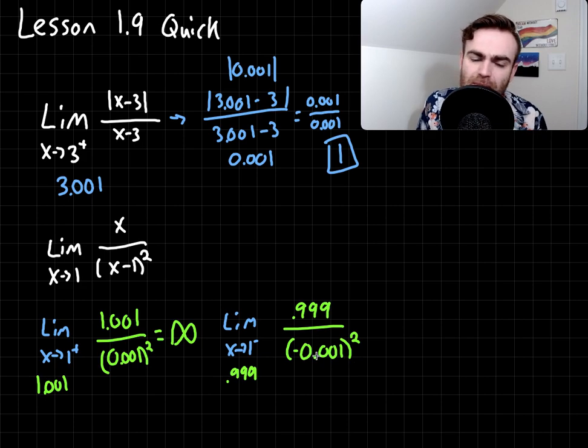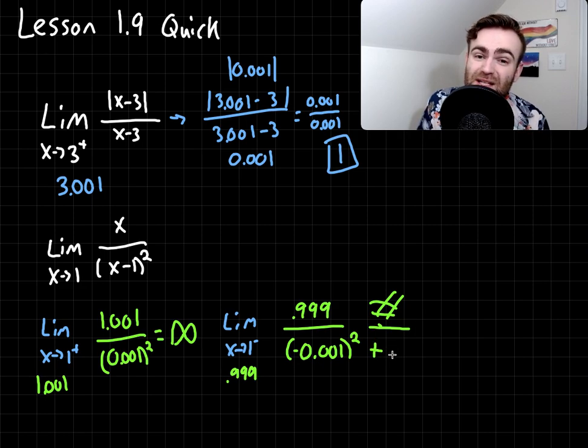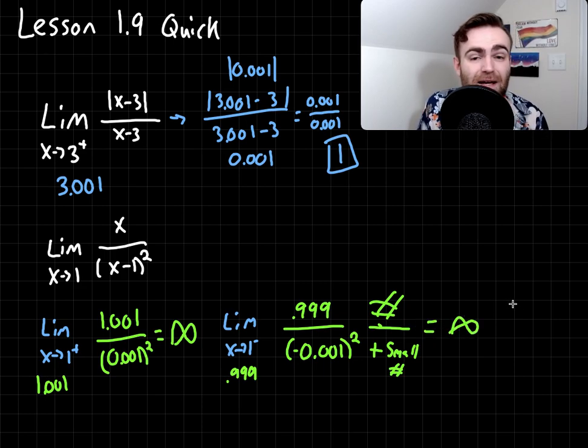Now think about what happens with numbers. We're taking a negative number and we're squaring it. It's going to become positive. So we have a number over a positive but really, really small number. What's going to happen? The same thing that happened over here. That's going to get closer and closer to infinity, the closer and closer our number is to 1. So since both sides are approaching infinity, this limit is infinity, because that's how limits are defined. What happens on the left, what happens on the right, what is it getting close to? And in this case, both sides are getting closer to infinity.